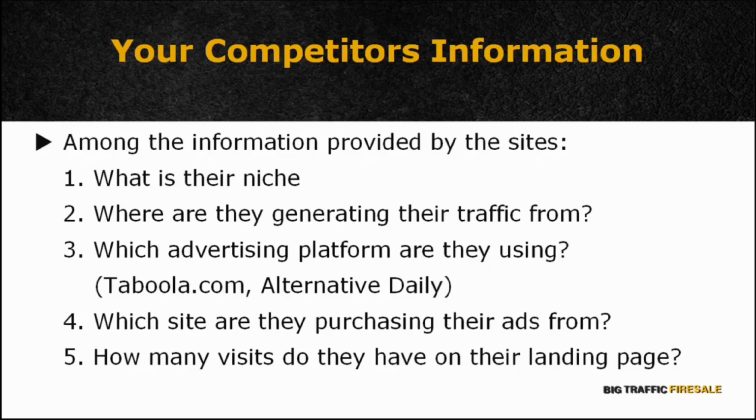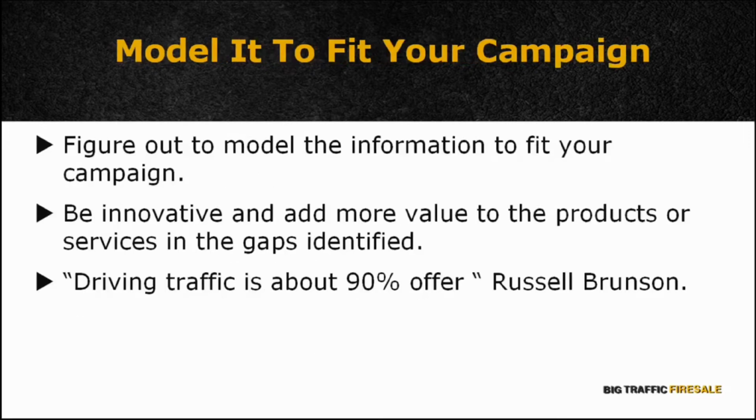Among the useful information that these sites provide regarding your competitors include: what is their niche? Where are they generating their traffic from? Which referrals or advertising platform are they using? For example, Taboola.com, Alternative Daily? Which site are they purchasing their ads from? How many visits do they have on their landing page? When you have gathered the information, you can figure out a way to model it to fit your campaign.